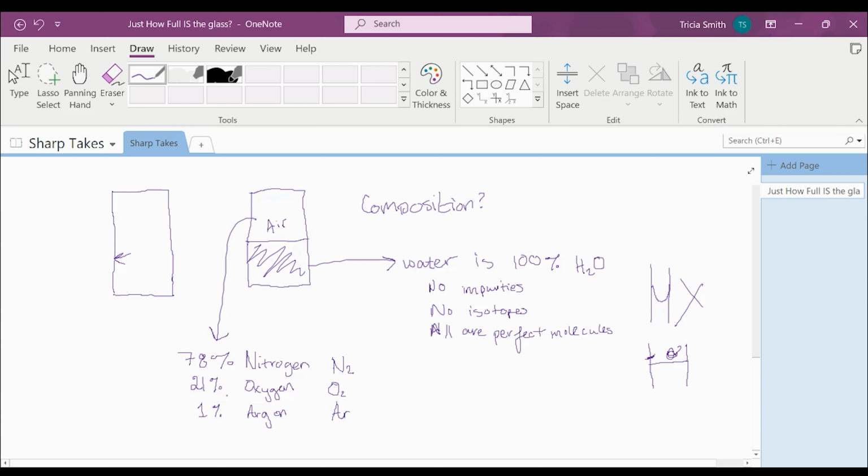This last one here is an incorrect assumption because there's actually 0.9% argon in the atmosphere, but for simplicity's sake, the other 0.1% is going to be ignored and instead put into argon. Again, there are no isotopes, and we'll also assume there's no solids.